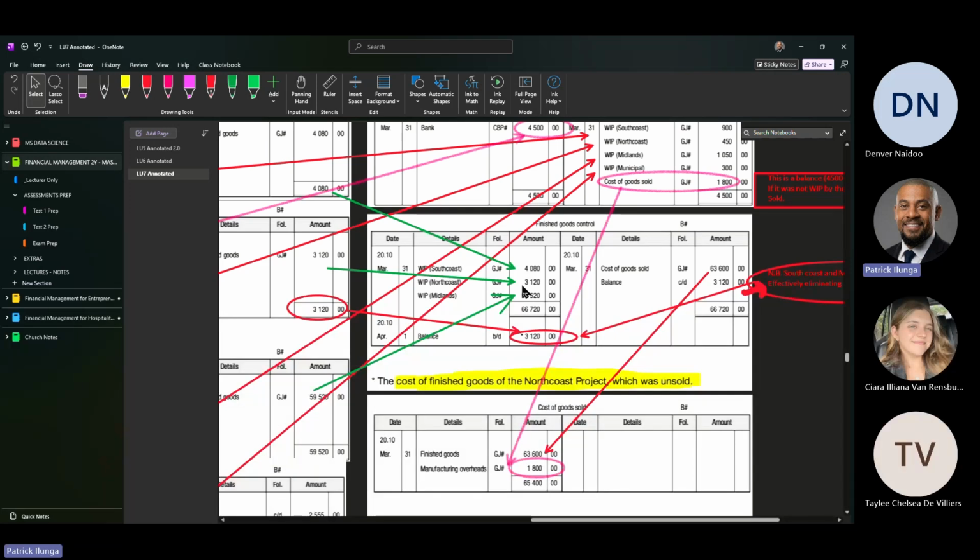But the only problem on this side for the finished goods, for the cost of finished goods, is that this one, the North Coast, was completed, but it was never sold. Does that make sense?